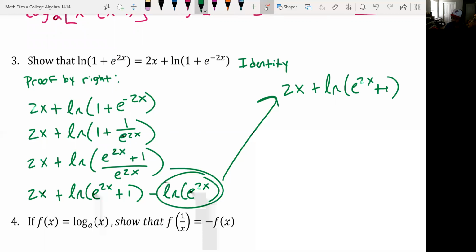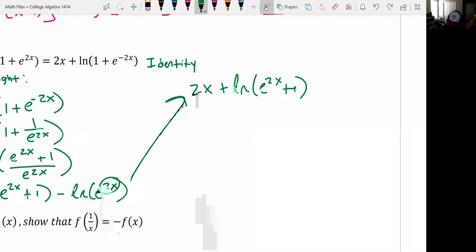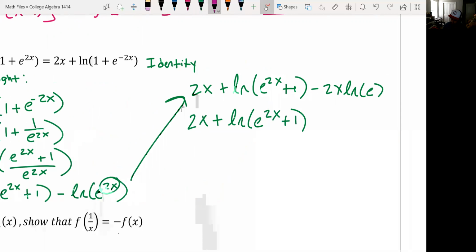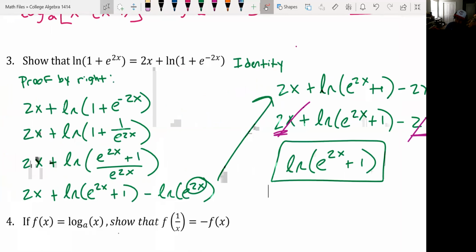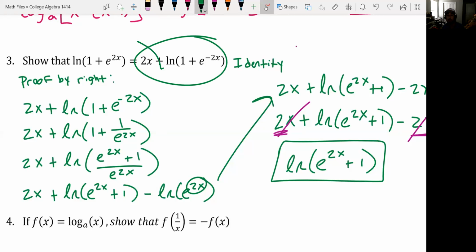But on this natural log, we can use the power rule and bring that 2x to the front. So you'll get minus 2x times the natural log of e. And then you get 2x plus the natural log of e to the 2x plus 1. And remember that the natural log of e is equal to 1. So this means that you get just negative 2x, and then your 2x's will cancel, and you get left with the natural log of e to the 2x plus 1. We have just proven that the right side is equivalent to the left side.